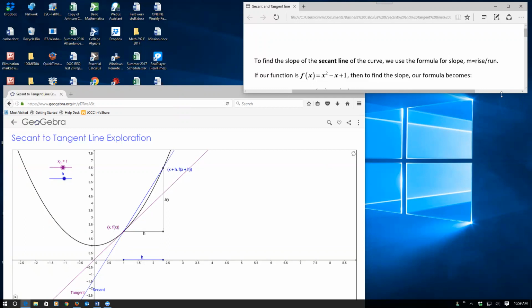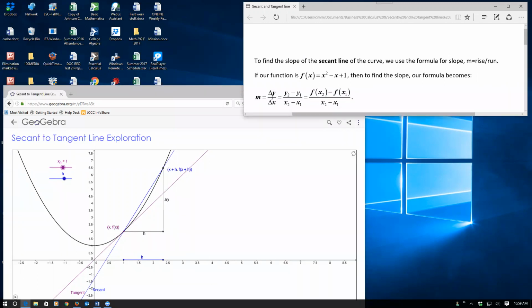If our function, let's just say it's x squared minus x plus 1, you see that it's a parabola. It might not be exactly that graph, but we'll just use this as our formula. We notice that our slope is a change in y over the change in x, or the difference in the y coordinates over the difference in the x coordinates. And when we use that change in y, we can use function notation. So we have these two points, x and f of x, and x plus h and f of x plus h. Let's plug that into our formula over here.